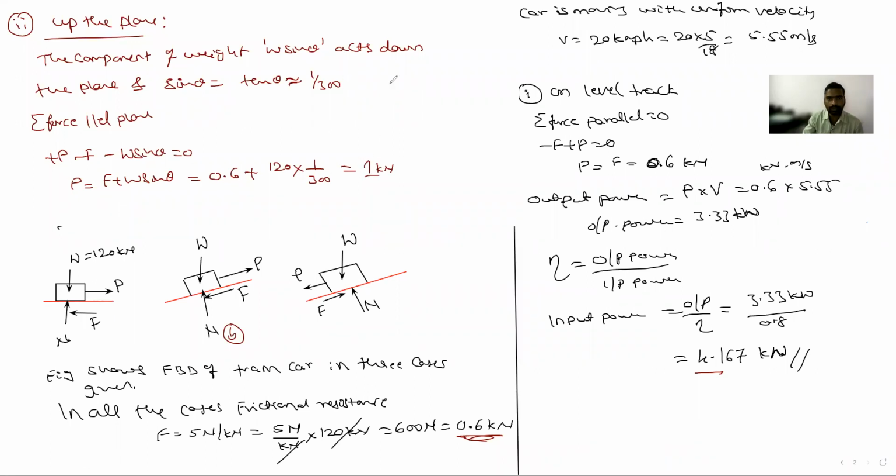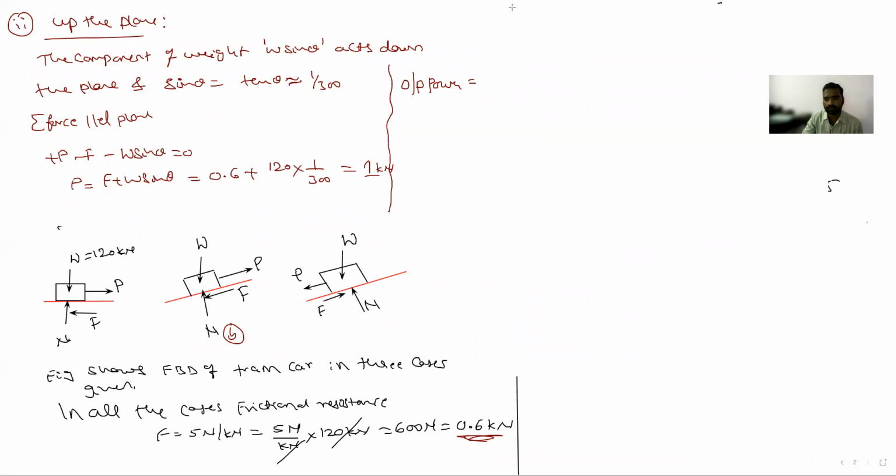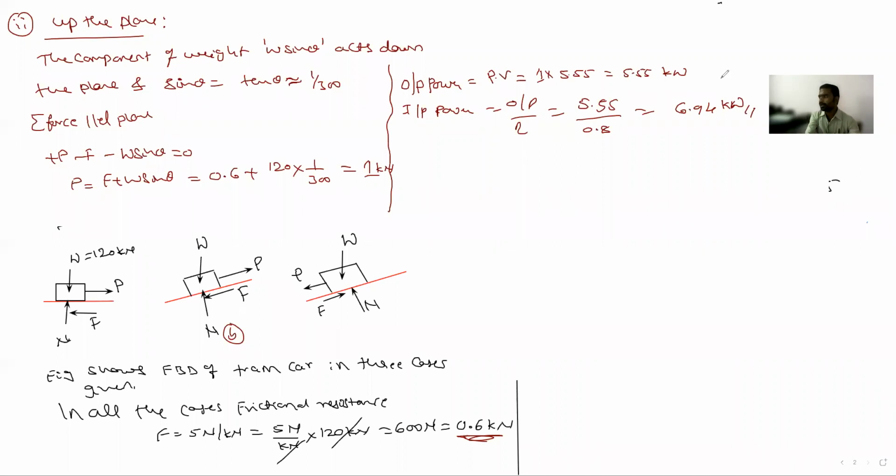So next, output power. Calculate output power. What is the formula? Output power is P into V. P is equal to 1 kilonewton, 1 into the velocity 5.55. So you are getting 5.55 kilowatt. Correct? Then input power. Input power is equal to output power upon efficiency. Output power is 5.55 divided by 0.8. So you are getting 6.94 kilowatt. Okay, this is the answer. Those who have completed, try for third case.